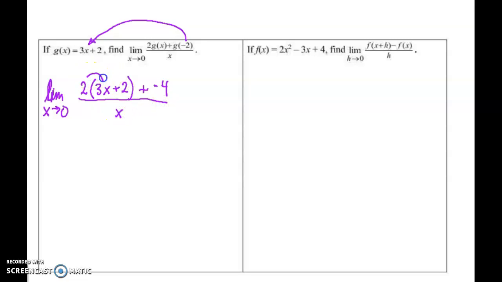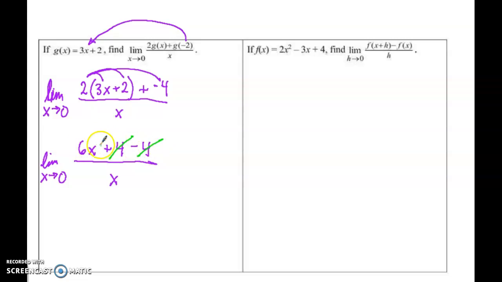Now you would want to simplify this because I can distribute that in. That would be 6x plus 4 minus 4. Notice I still have an x in the problem, so I have to rewrite the limit as x approaches 0 all over x. And as you notice, at least I hope you notice, that these 4's will cancel, and then you have 6x over x, which those would cancel. Oh, kind of missed that. So our answer is just 6.